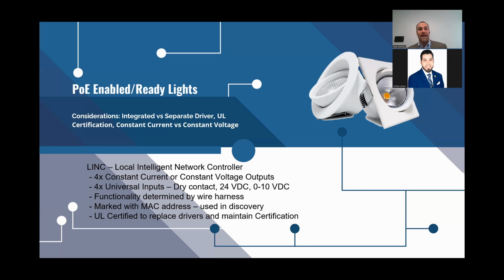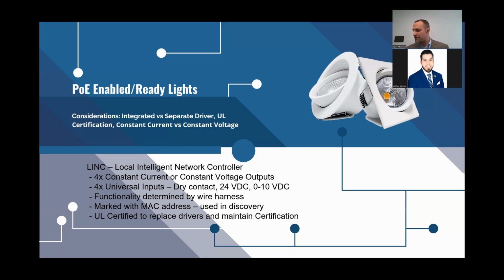Unless you're looking at color changing light fixtures. If you're going with an RGBW light fixture, it is much more common for it to be constant voltage. The other one that you'll find is a lower cost, low end brand, or some of the light bulbs will be constant voltage as well.